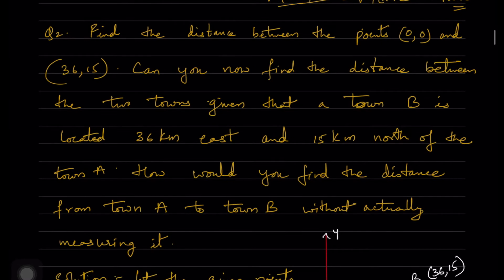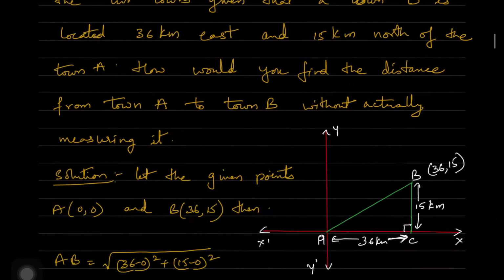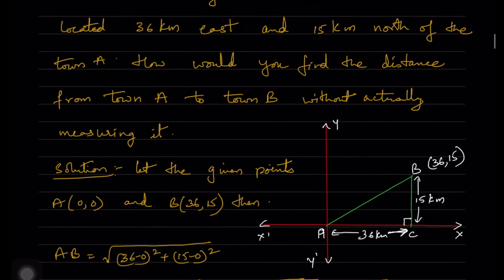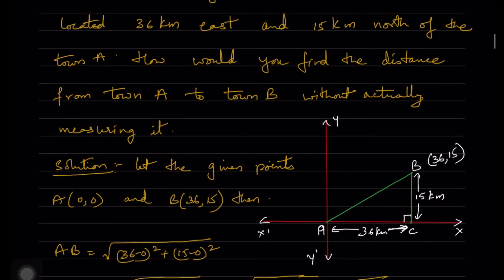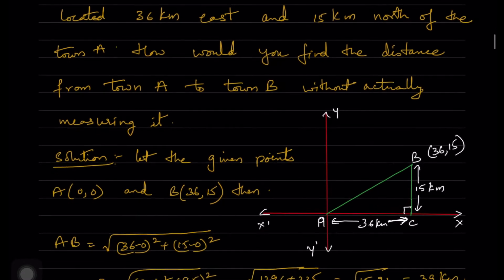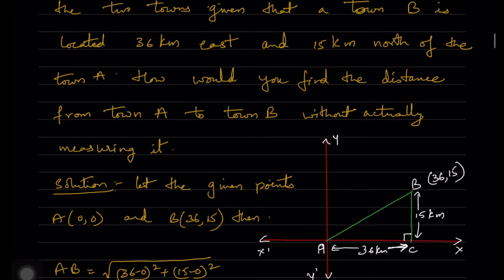Now question 2. Find the distance between the points (0, 0) and (36, 15). Can you now find the distance between the two towns, given that town B is located 36 kilometers east and 15 kilometers north of town A? How would you find the distance from town A to town B without actually measuring it? So now here you are given 36 and 15. So let the given points be (0, 0) and (36, 15). So A is nothing but (0, 0). These are the coordinates of A.